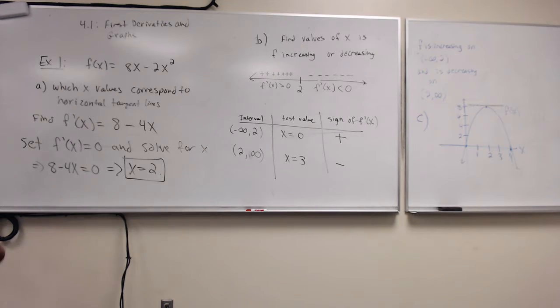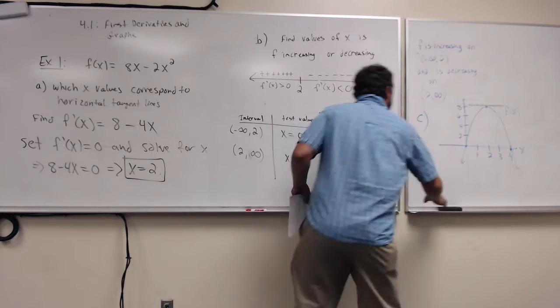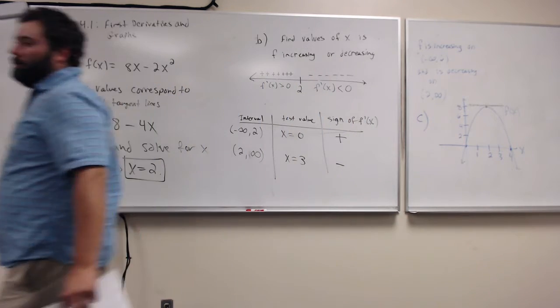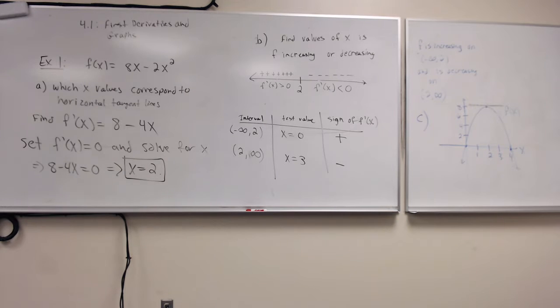So, there's other things that can happen. It's not only about where the derivative is 0 that tells you where the function changes from increasing to decreasing or vice versa. You might have a rational function that has vertical asymptotes. Those are also places where you might have a function changing from increasing to decreasing, right?